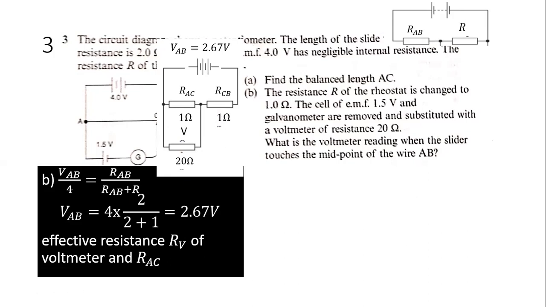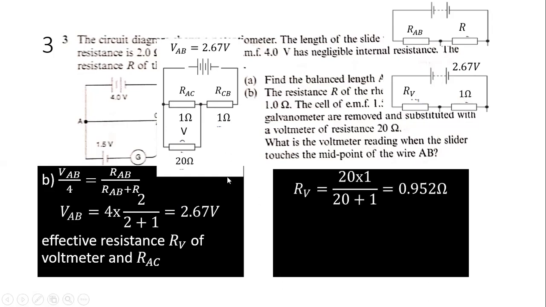Okay. Then you can calculate it. Right? 2.67. Replace these two. Right? RV, the effective resistance of these two together in parallel. This is still 1 ohm. So that RV is just your, this 20, this is 1.